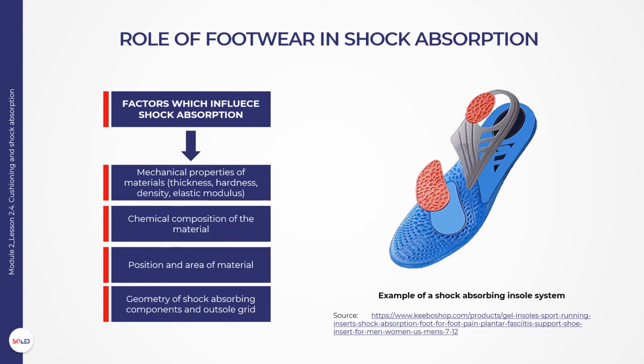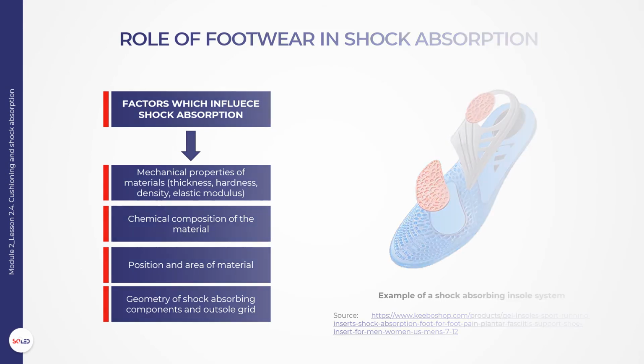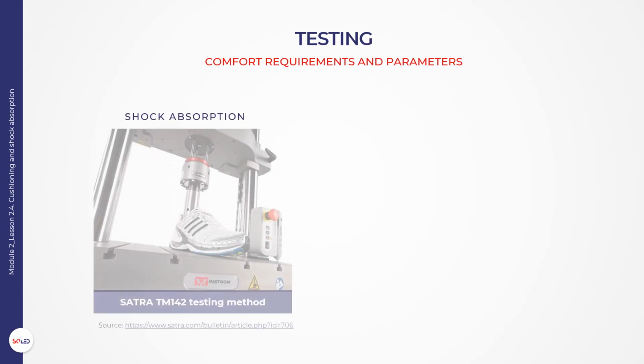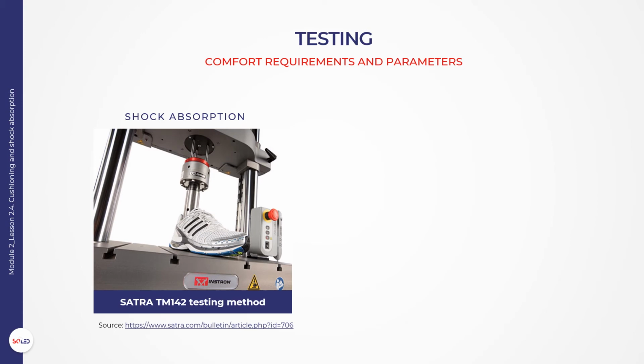Geometry of the footwear component and outsole grid. Testing. Comfort requirements and parameters. The shock absorption test consists of the free fall of a plunger of a given mass, with the surface of the base in the form of a spherical cap, from a pre-established height, on the surface of the shoe, in the heel and/or forepart areas, or on the sample to be tested.